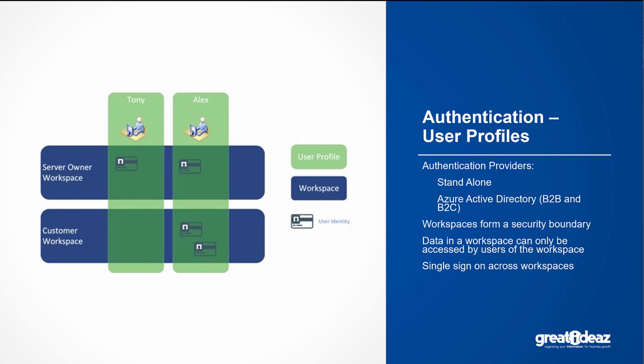So essentially in this example here, Tony has a user identity in the server owner workspace. So Tony is going to be able to see records in the server owner workspace. The Alex user has a user record in the server owner workspace. So Alex can see records inside server owner, but Alex also has two user identities inside the customer workspace. Now, the reason Alex may have more than one identity in the customer workspace is that she might be executing different roles.